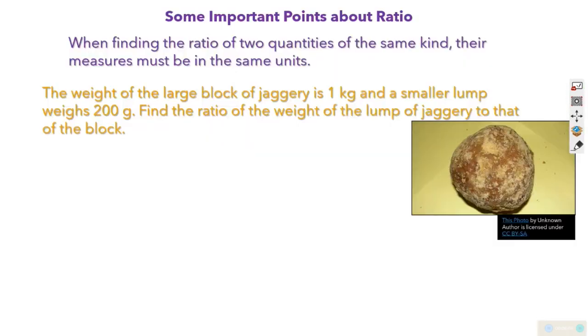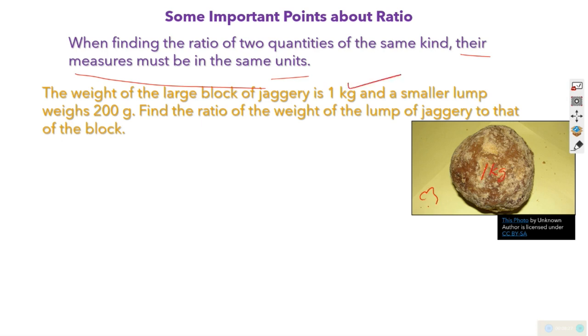Here is an important point about ratio. When finding the ratio of two quantities of the same kind, their measures must be of the same unit. What is it? Their measures must be of the same unit. इससे क्या समझ में आया? अभी समझ में आएगा. The weight of the large block of jaggery is 1 kilogram. ये 1 kg का है.